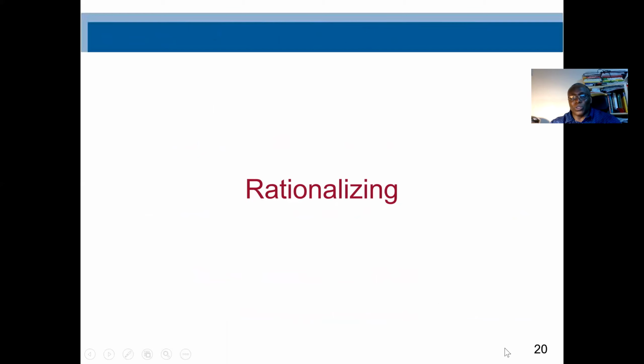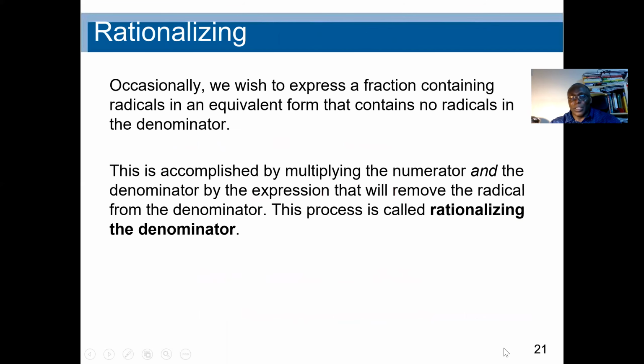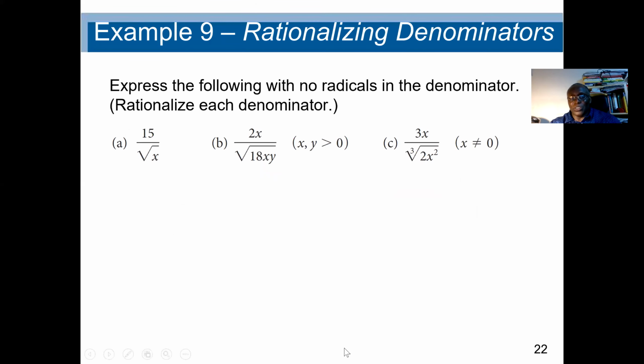So next we move to rationalizing. Now, the concept of rationalizing means a question will be given to us and the exponent doesn't matter, but there will be radicals at the denominator. So our goal is to remove the radicals. So this is a very simple example, rationalize the denominators. So express the following with no radicals in the denominators, and that's what we mean.